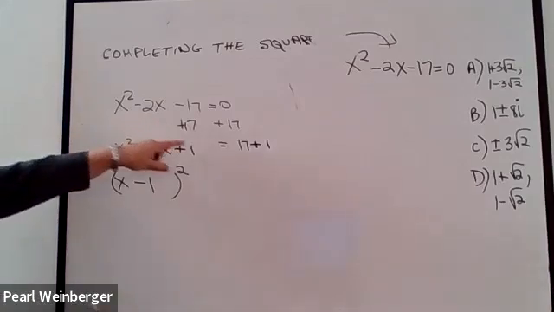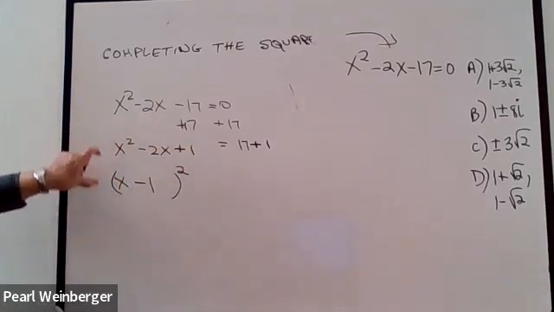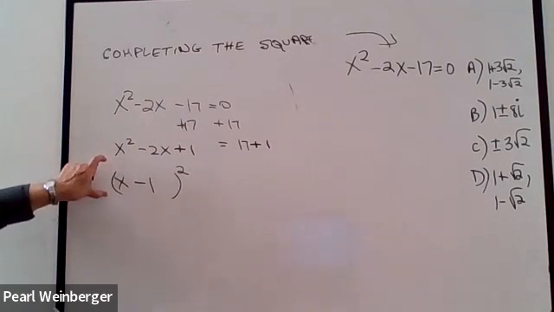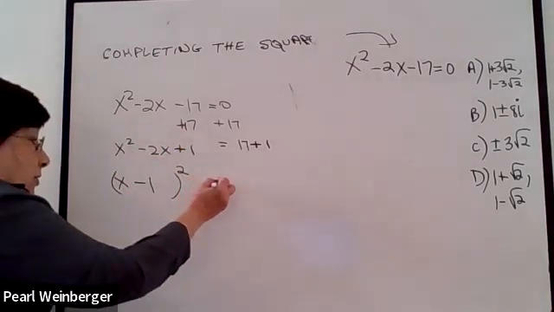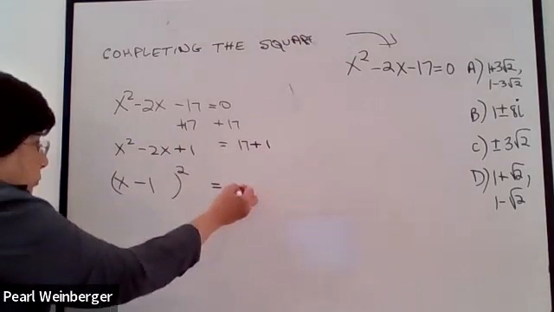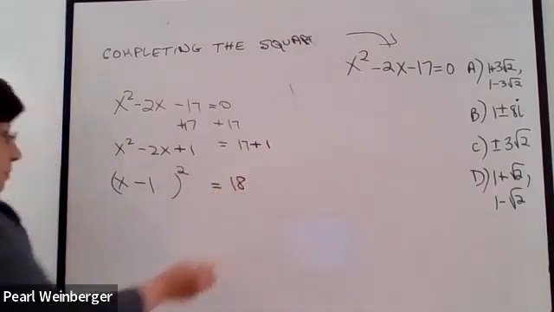When I have x squared minus 2x plus 1, that in factor form is x minus 1 squared. This is now a perfect square binomial. On the other side, I have 17 plus 1. I could just add them. It gives me 18.